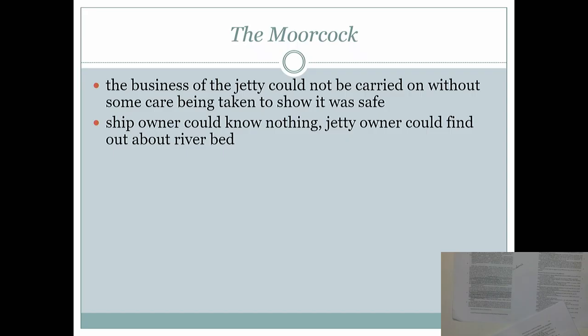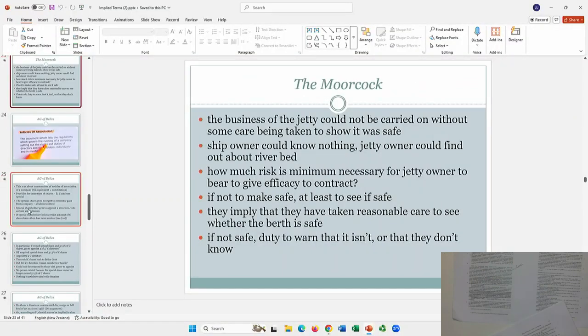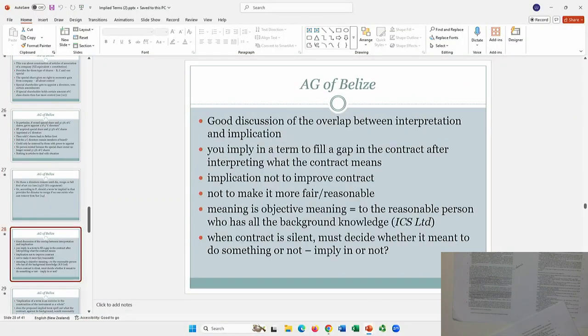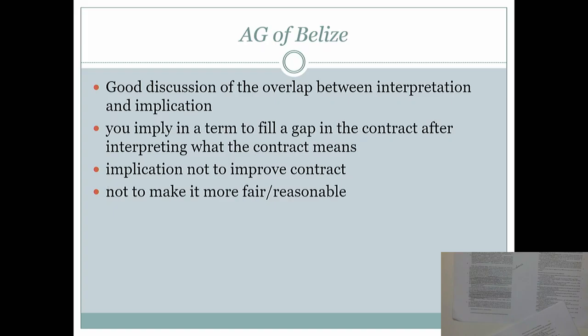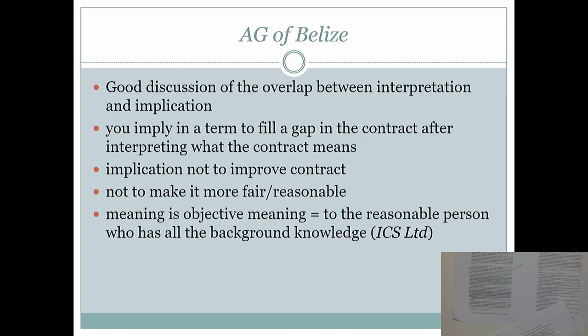So I'm not going to go through the facts, we can read those for yourself. We'll skip to this slide. So His Lordship says effectively that there's very much a large overlap between interpretation and implication. You imply in a term to fill a gap in the contract after interpreting what that contract means. It's not to improve the contract, it's not to make it more fair and reasonable, but it's to figure out what the contract actually meant.